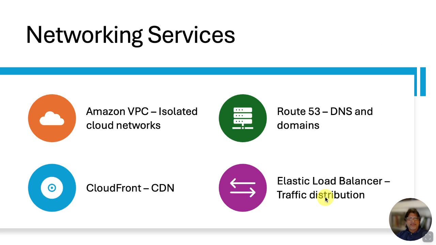Then there are the networking services, right? There's the Amazon Virtual Private Cloud, as they call it. Those are isolated networks that you'll create within your Amazon subscription. And then you have CloudFront, you have DNS and domains available. There's the Elastic Load Balancer for traffic distribution as well.